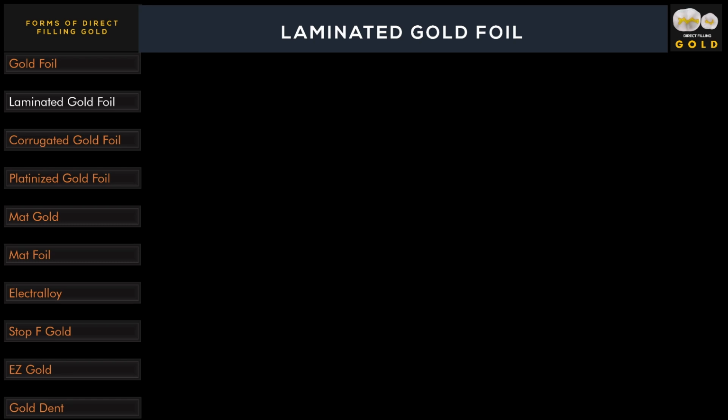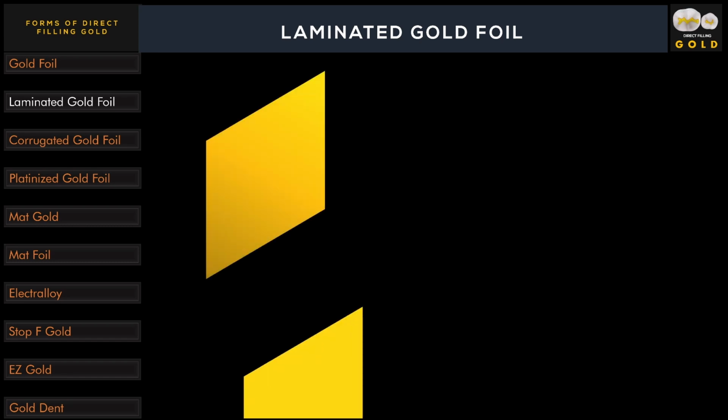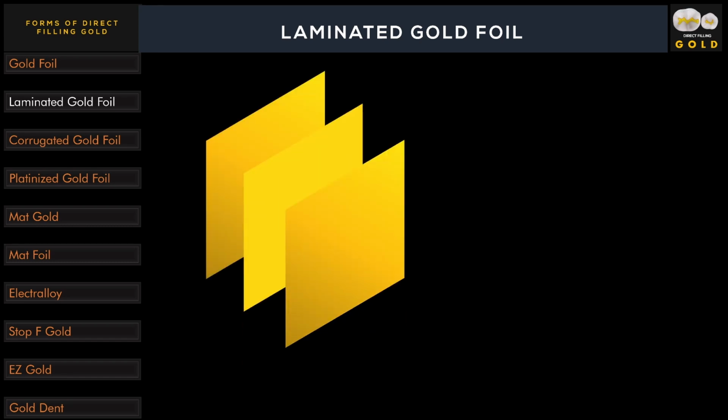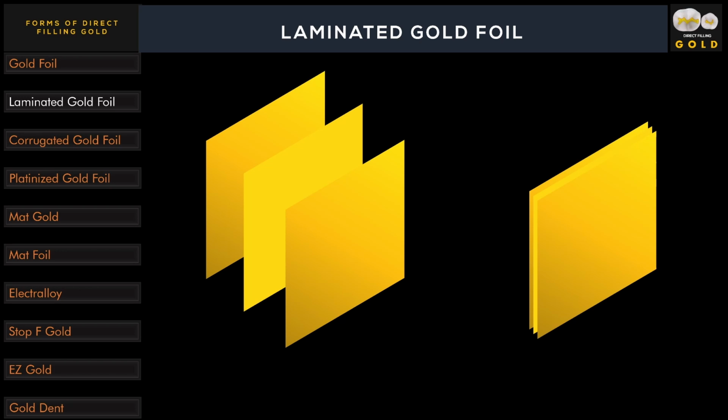But in case of laminated gold foil, we take two or three or more sheets and they are rolled together to make a single thicker sheet, and then this sheet is cut into small pieces, rolled, made into cylinders, and it can be used for restorations. This is called the laminated gold foil.